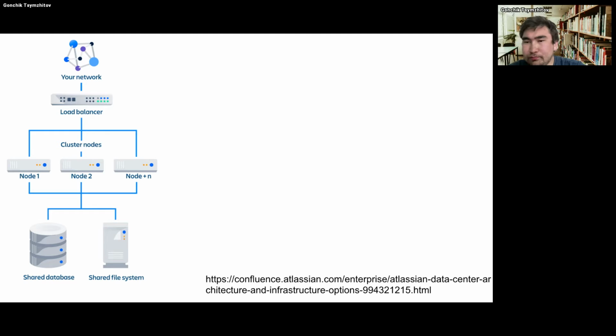Artyom Novikov. How many nodes do you use? 1 or 2 or 3 or more? 1. Okay. Konstantin? Good. Active, passive.